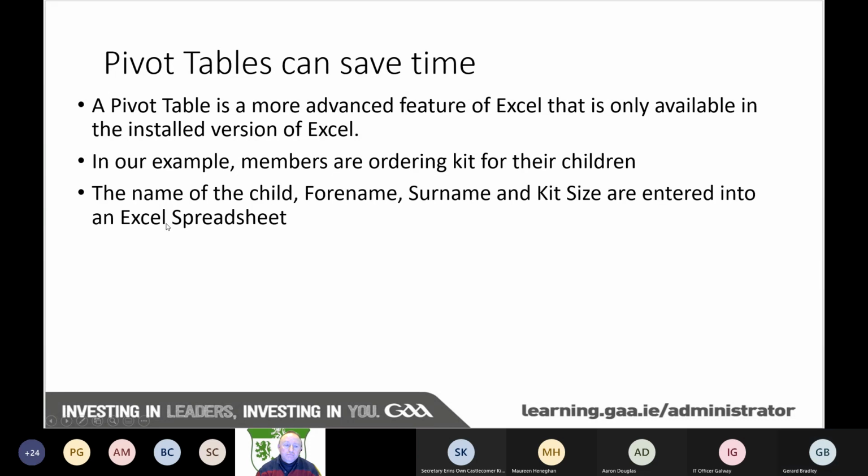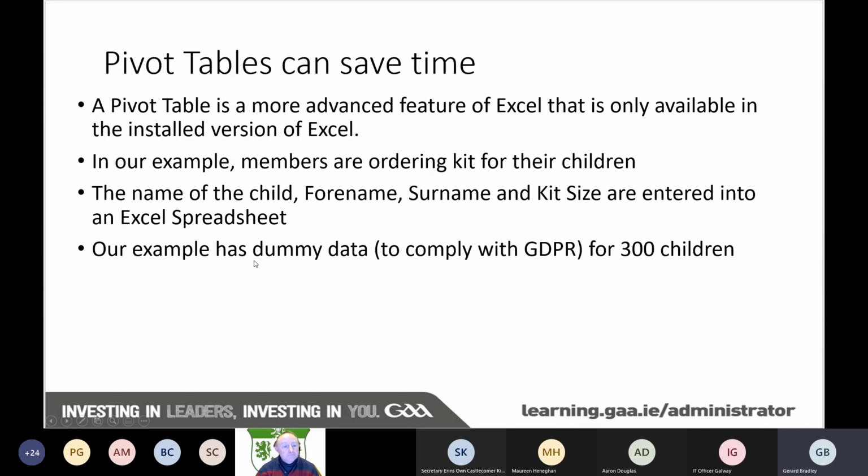Right. So we have the name of the child, the forename, surname, and the kit size. Now, we could have more. I probably thought this evening when I had it ready, I should have put gender, and then I could have sorted out girls from boys. I could have had size of hurley, helmet, ball, football, whatever has been ordered. It could be adults and it could be different things. We'll show you what you can do now.